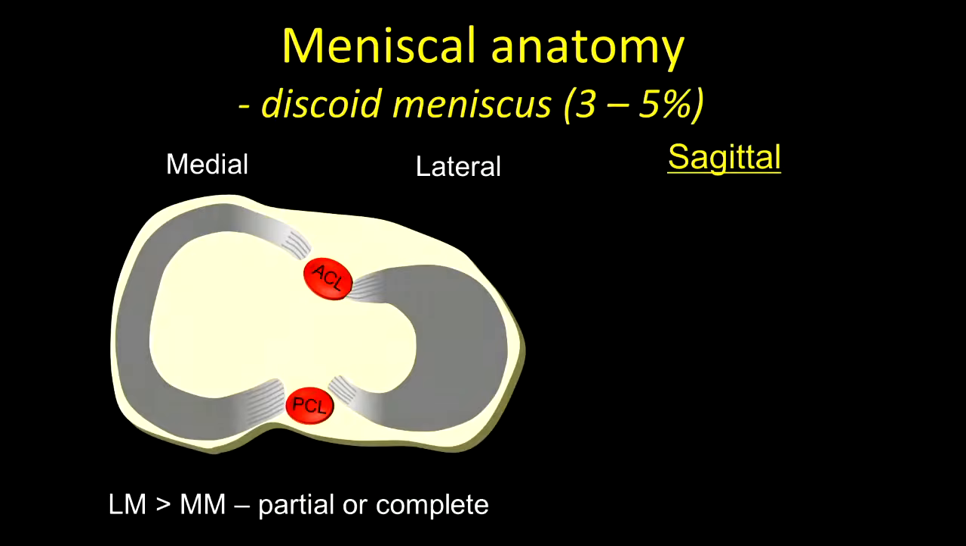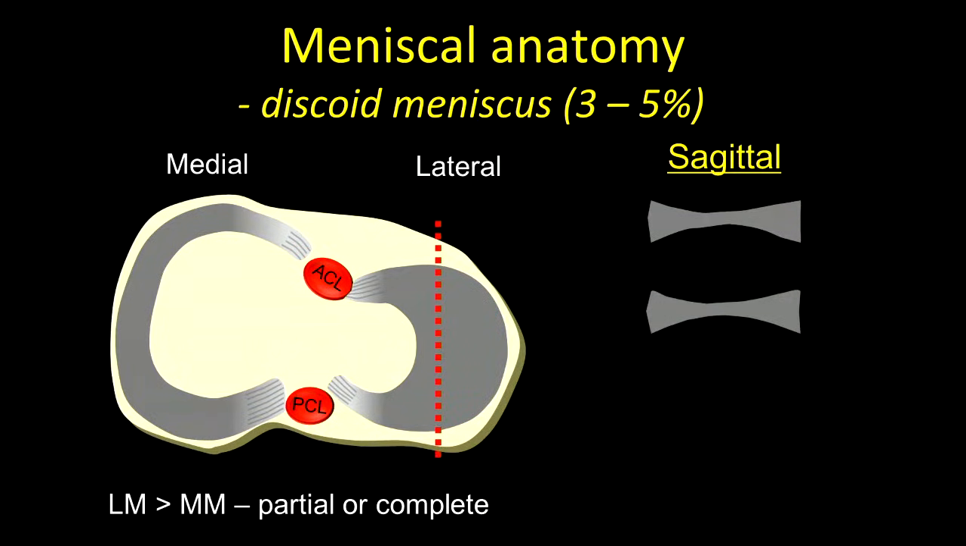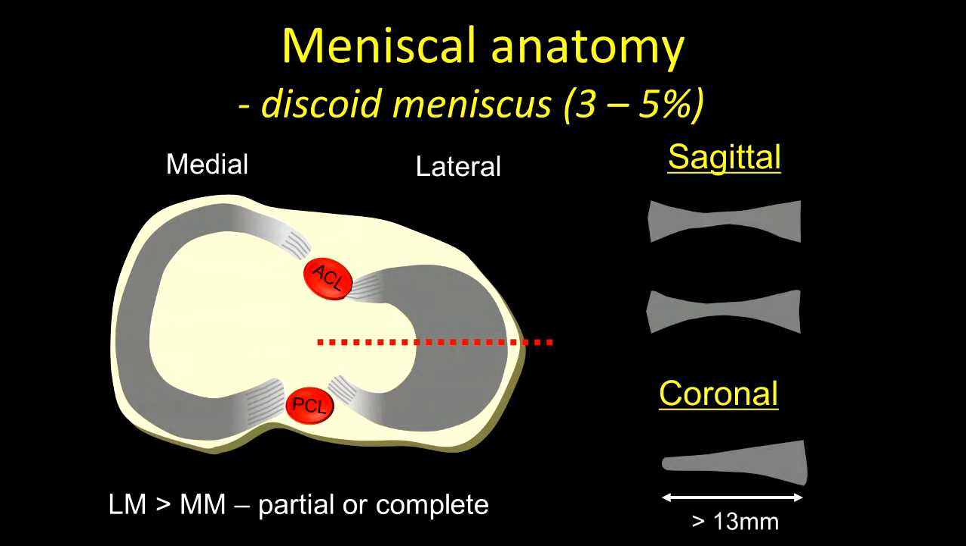A normal variant that's quite commonly encountered is discoid meniscus, and this is more common in the lateral meniscus than the medial, and it can either be partial or complete. When we look through the peripheral portion of the discoid meniscus, again we're going to see the normal bow tie appearance, but as you pass more centrally, you'll continue to see bow ties. On the coronal image, you'll see meniscal tissue extending towards the intercondylar notch, and a discoid meniscus has a transverse dimension of greater than 13 millimeters.